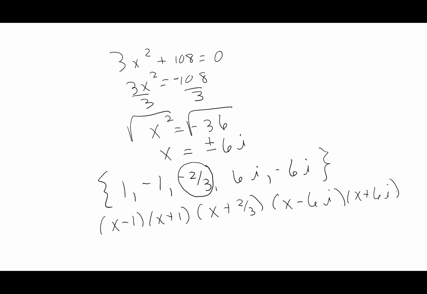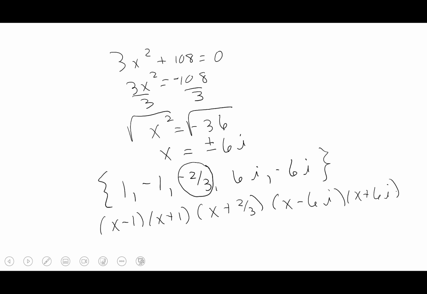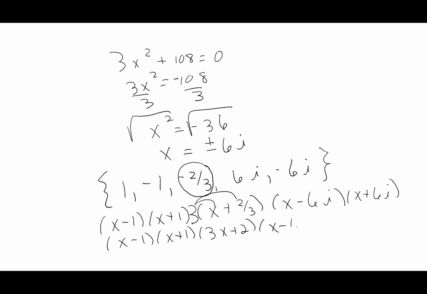But quickly look back and see we have that 3 that was our coefficient. So we would want to multiply by 3, distribute it through to get x minus 1, x plus 1, 3x plus 2, x minus 6i, and x plus 6i.